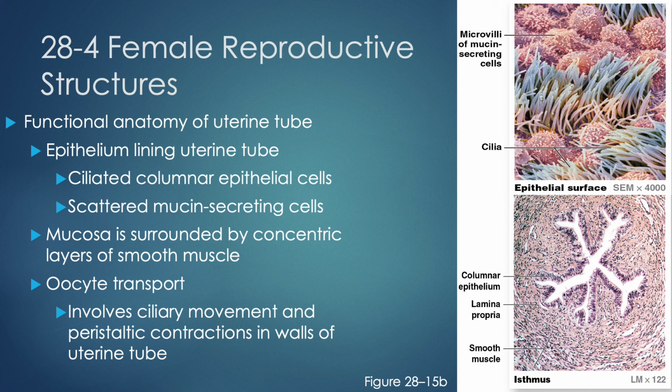So if we look at the image on the right, you're going to see at the bottom a light microscopy image of a cross-section of a uterine tube showing you the stellate or star-shaped lumen with those ciliated columnar cells and occasional mucin-secreting cells. The image above that, I think, is fascinating because it's a scanning electron micrograph image at 4,000 power looking at a colored view of the epithelial surface of the fallopian tube. And so you can see all those cilia sticking up along, and they will wave that oocyte along.